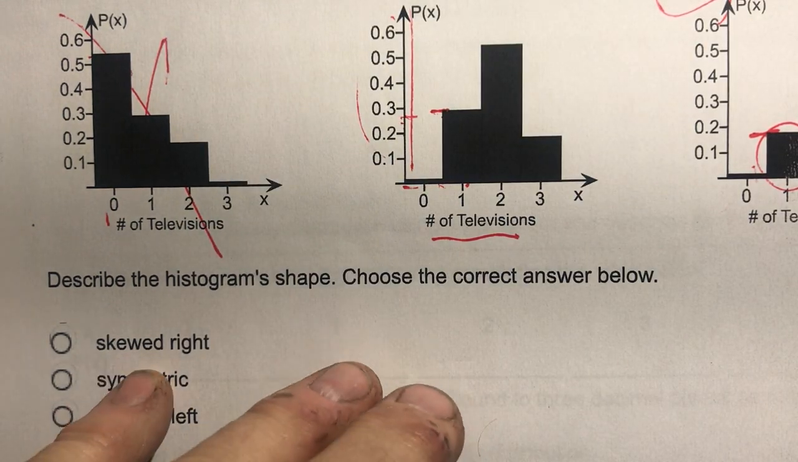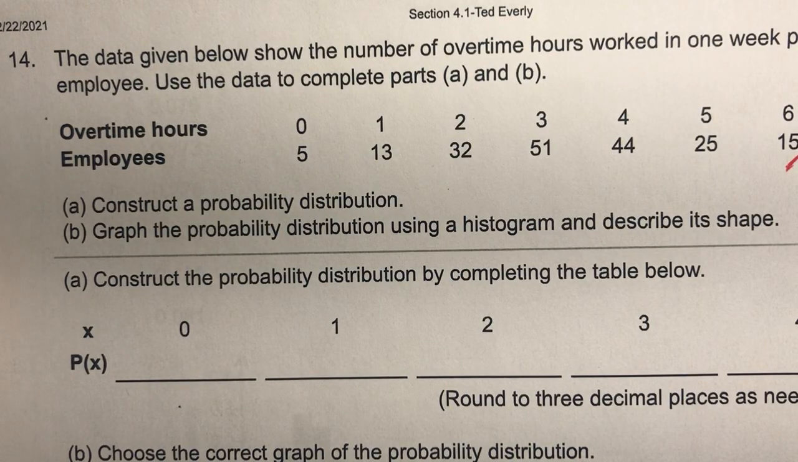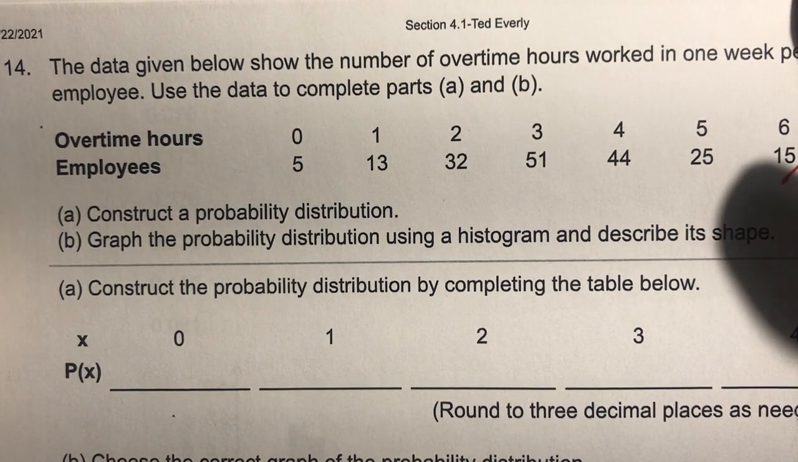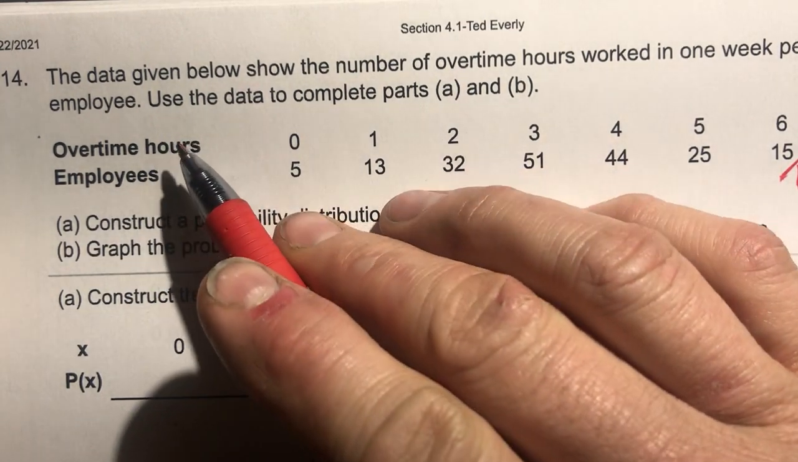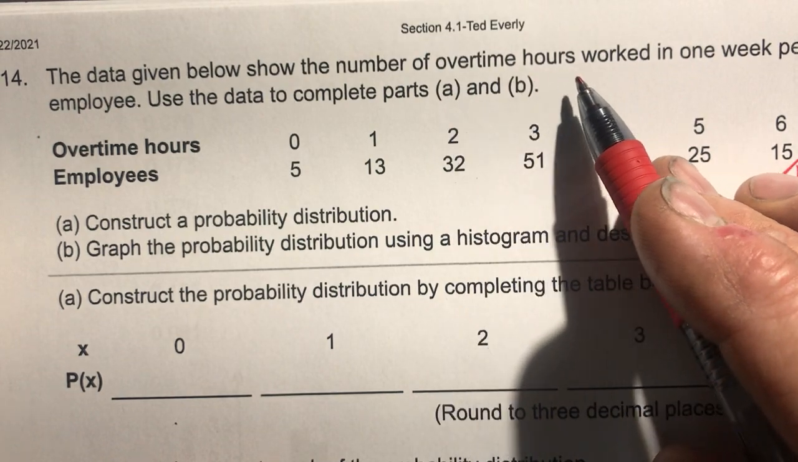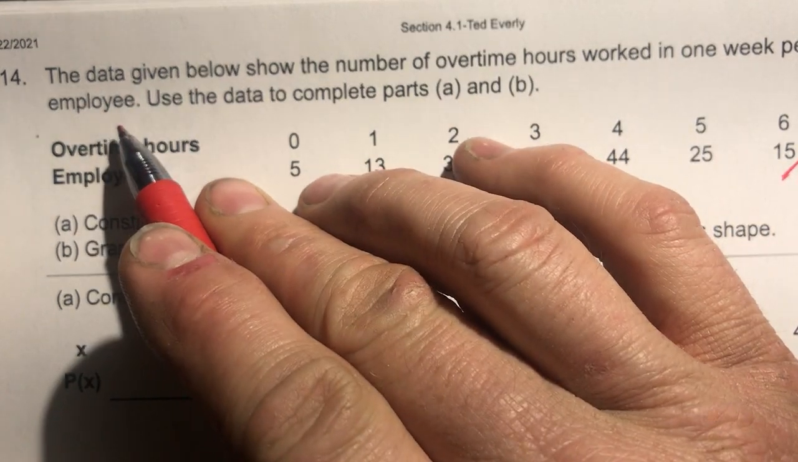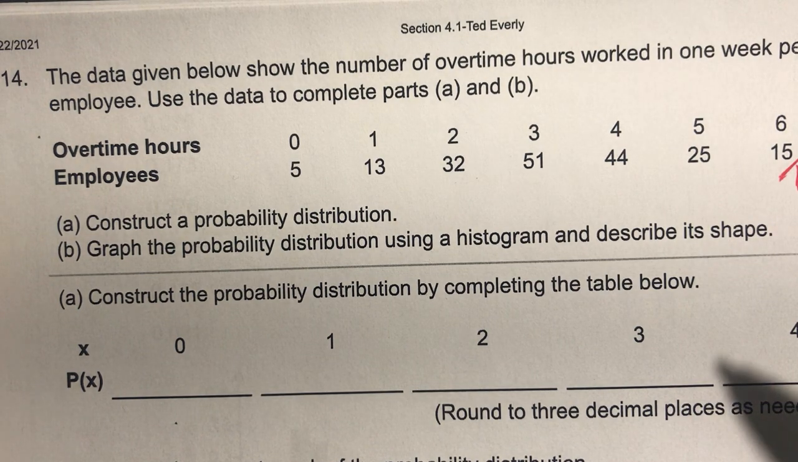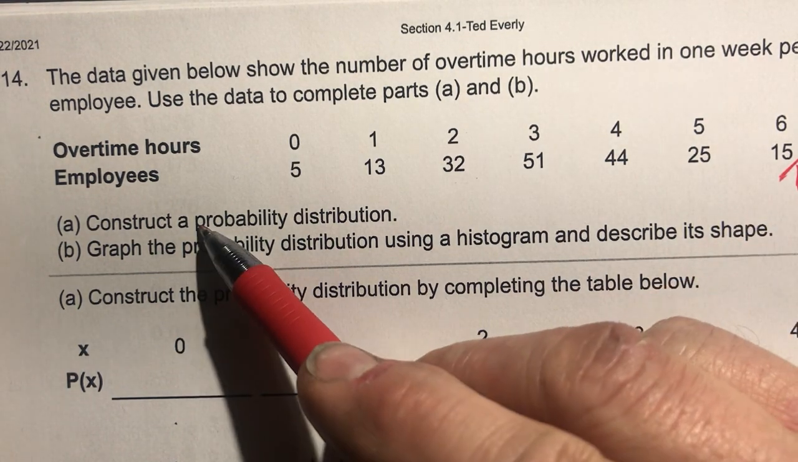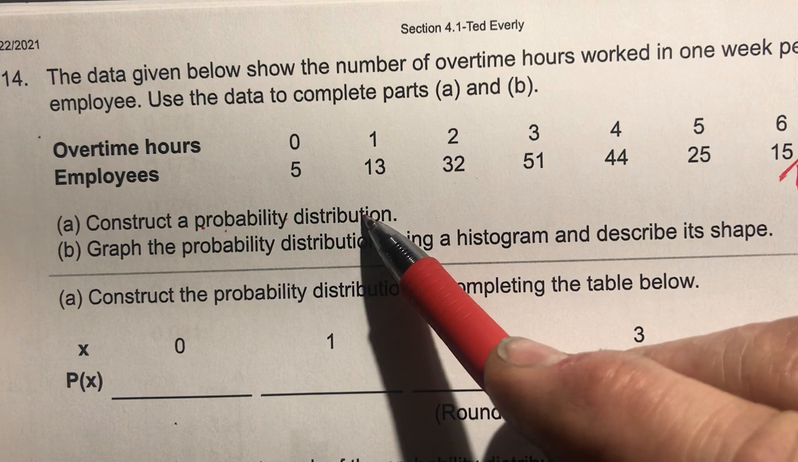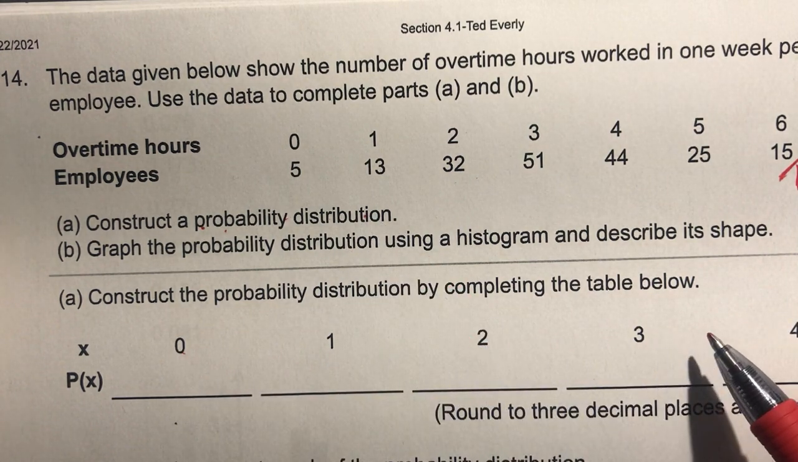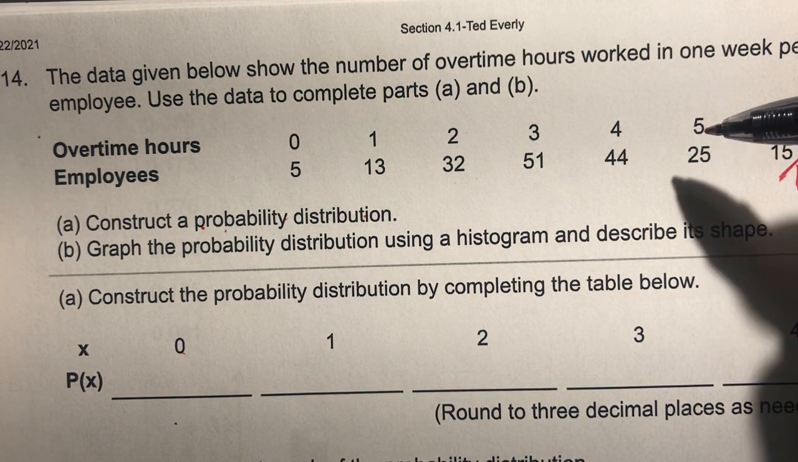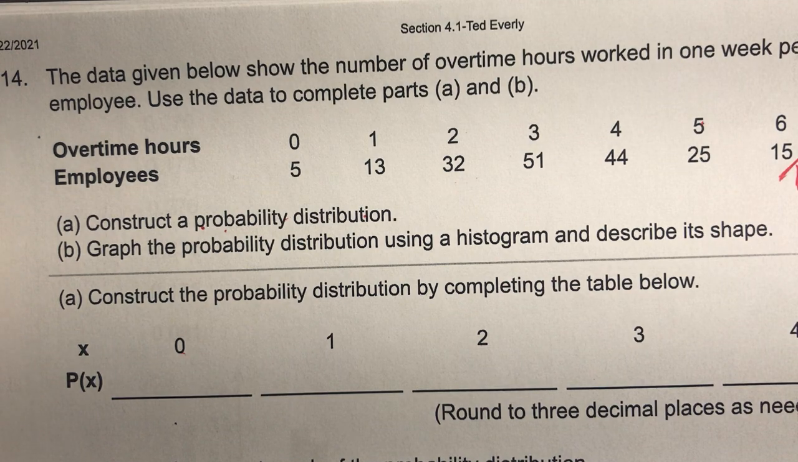Okay. All right. Number 14. The data given below shows the number of overtime hours worked in 1 week per employee. Use the data to complete parts A and B. It wants us to construct a probability distribution. We have our numbers here, 1, 2, 3, and 4, and it should go 5 and 6, so 5 and 6 got cut off.